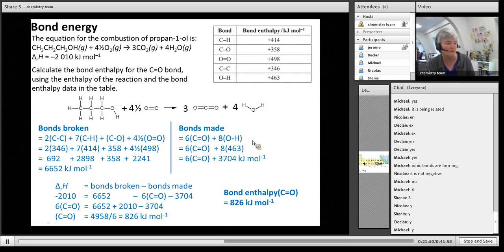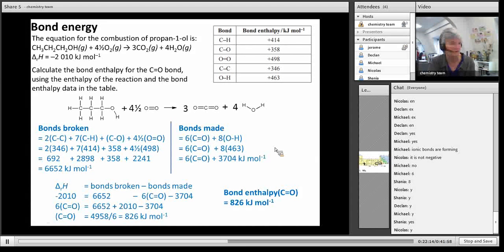Okay. Any questions on using bond energy, either to calculate the delta HR or to calculate a bond energy? Do you think with practice, I mean, obviously we've just looked at 2 examples, but with practice, do you think you'll be able to do it? Okay. So you can always ask for more problems if there aren't enough in the booklet.